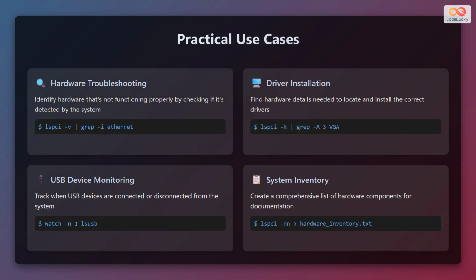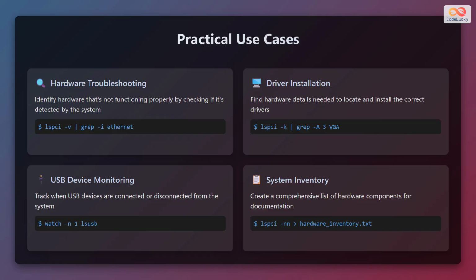Let's explore some practical use cases for the lspci and lsusb commands. First, hardware troubleshooting. You can identify hardware that's not functioning properly by checking if it's detected by the system using the command lspci -v piped to grep Ethernet. This can help diagnose network card issues. Next, driver installation. You can find hardware details needed to locate and install the correct drivers using the command lspci pipe to grep -A3 VGA. This helps identify the specific VGA controller and associated kernel drivers.